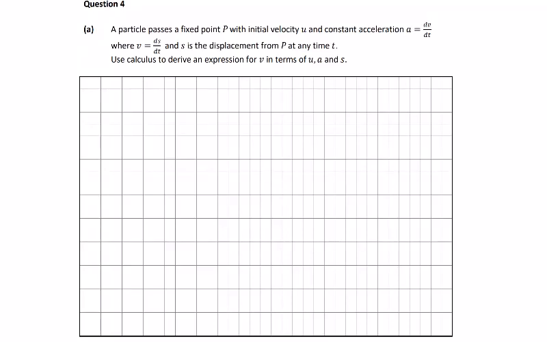Question 4, we have a particle at a fixed point P, initial velocity u. We're given a as dv/dt, v as ds/dt, where s is displacement, and we're asked to find an expression for v in terms of u, a and s. But we know that v squared is equal to u squared plus 2as, so that's what we're going to try and get to.